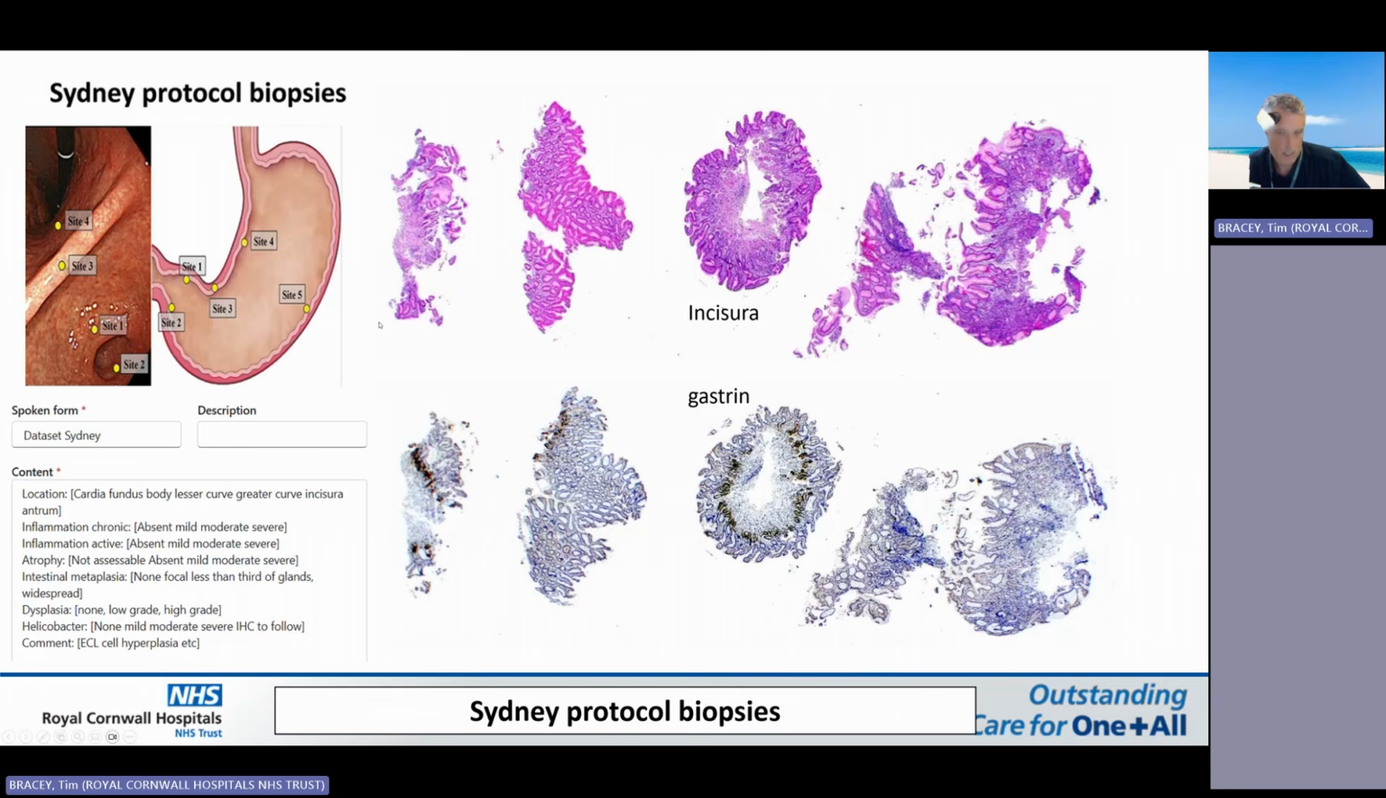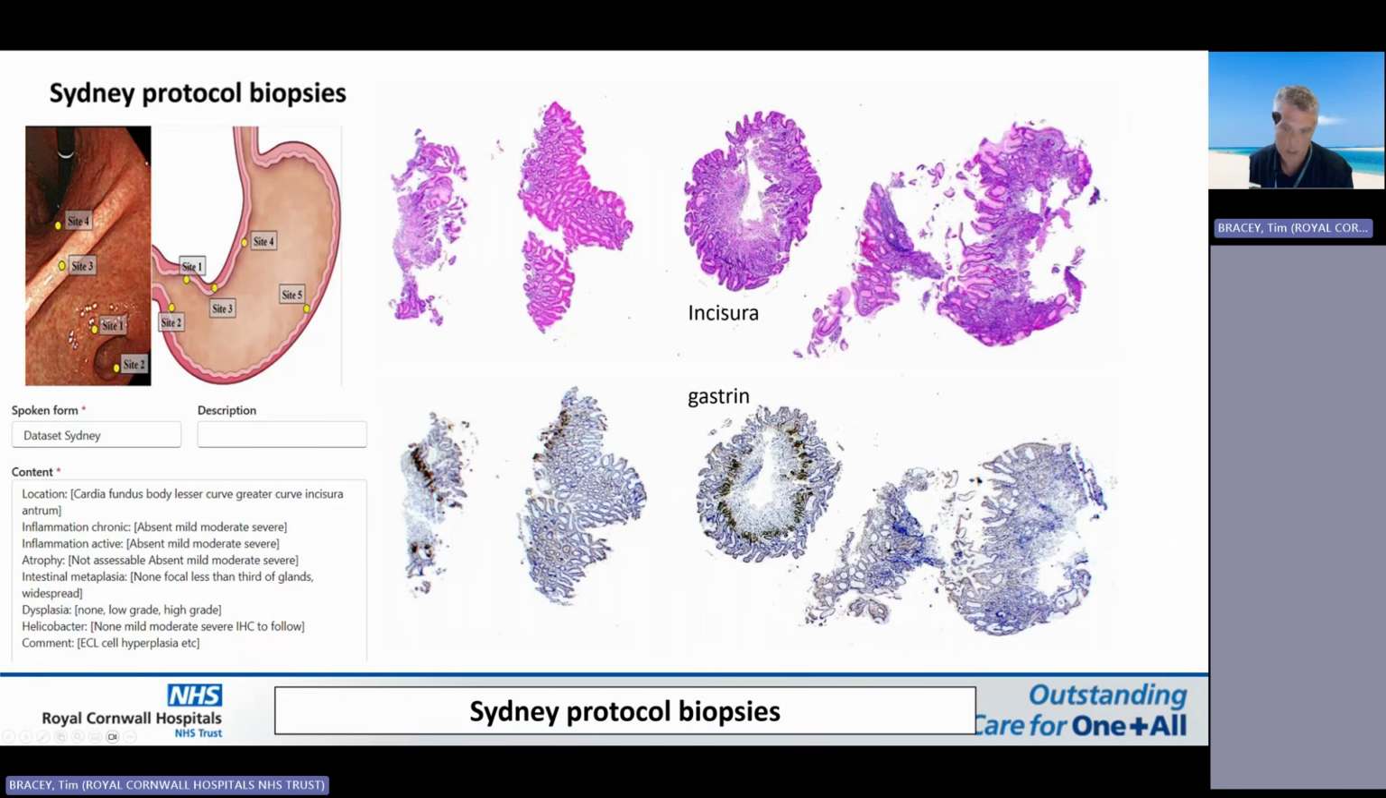This is a very nice picture from Liz Montgomery showing the 2 antral biopsies, incisura, and 2 gastric body biopsies in a patient who has an unusual cause of her gastritis.